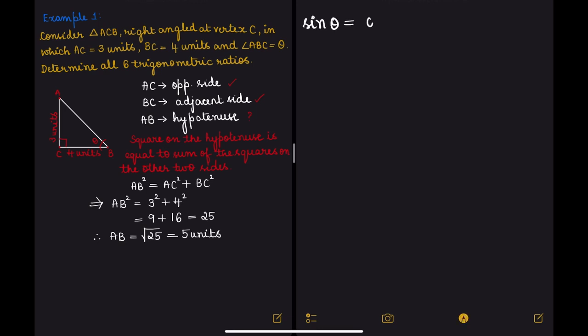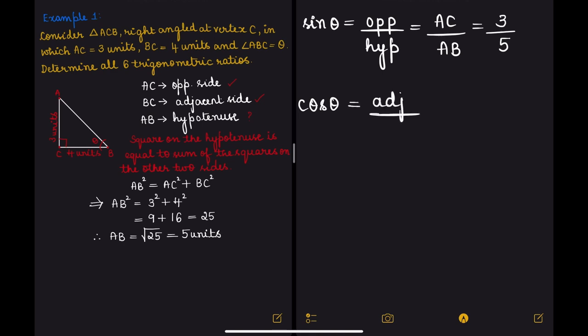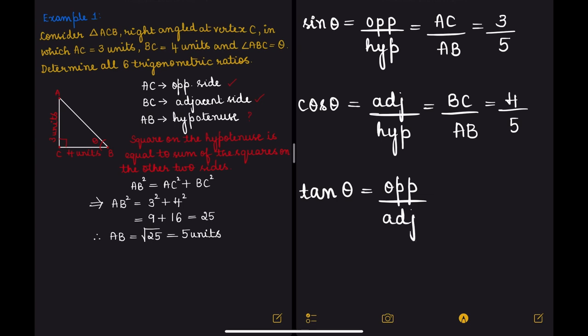We know that sine theta is equal to opposite side by hypotenuse, which is nothing but AC by AB. Therefore, sine theta is equal to 3 by 5. Cos theta is equal to adjacent side by hypotenuse, that is nothing but BC by AB. Therefore, cos theta is equal to 4 by 5. And tan theta is defined as opposite side by adjacent side, which is nothing but AC by BC. Therefore, tan theta is equal to 3 by 4.